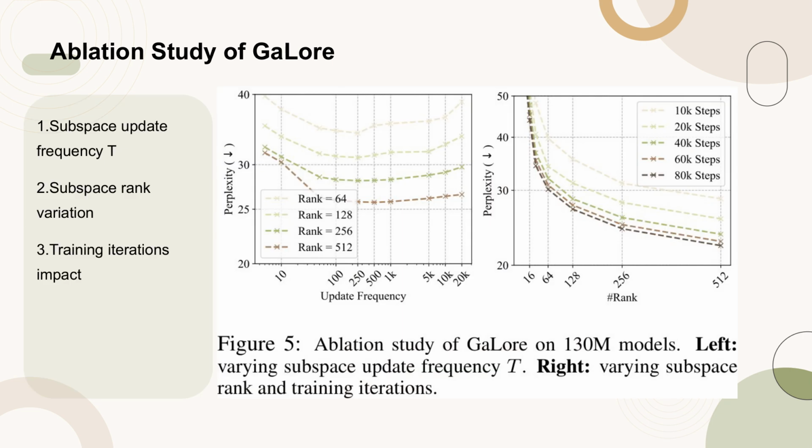Figure 5 presents an ablation study of GaLore on 130M models, focusing on two key aspects: the impact of varying subspace update frequency T and the effect of varying subspace rank in training iterations. On the left, the study examines how different frequencies of subspace changes affect the convergence of the model. It shows that both very frequent and very slow subspace changes can negatively impact convergence. On the right, the study investigates the relationship between the rank of the subspace and the number of training iterations, demonstrating that within a certain range of rank values, decreasing the rank only slightly affects the convergence rate.